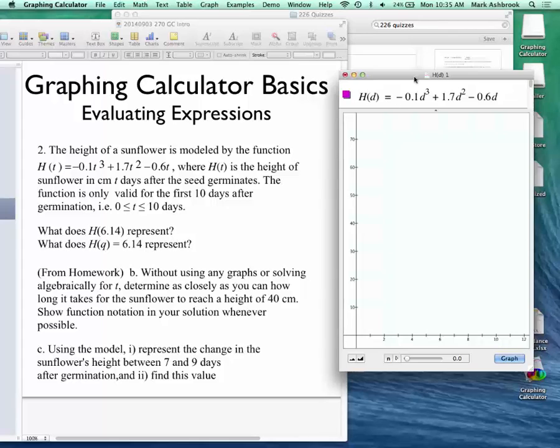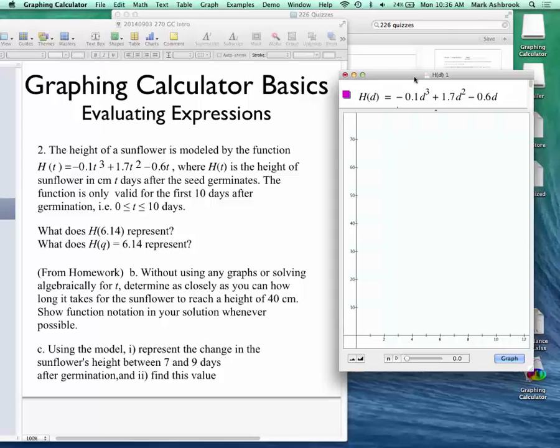All right, what about somebody else? h(q) = 6.14. What are we representing there? Somebody new? Yes, sir? At q days after the seed germinates, the function equals 6.14 centimeters. Okay, and the function equals, so what is the 6.14? That's an output. And what is that? The height. Yeah, the height. So after q days, the height is 6.14. So now q is representing a number of days, the input, and 6.14 is the height at q days.